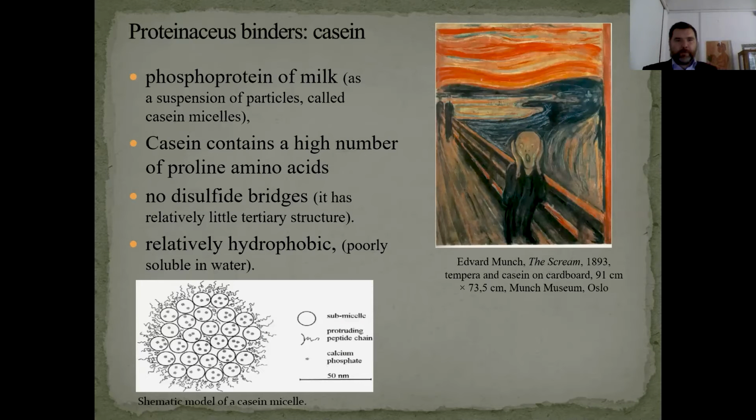Casein is a phosphoprotein of milk, and it has also been used from early ages. It contains a high number of proline amino acids. This is the main amino acid in casein. It is relatively hydrophobic, but soluble in water when it is alkaline water.